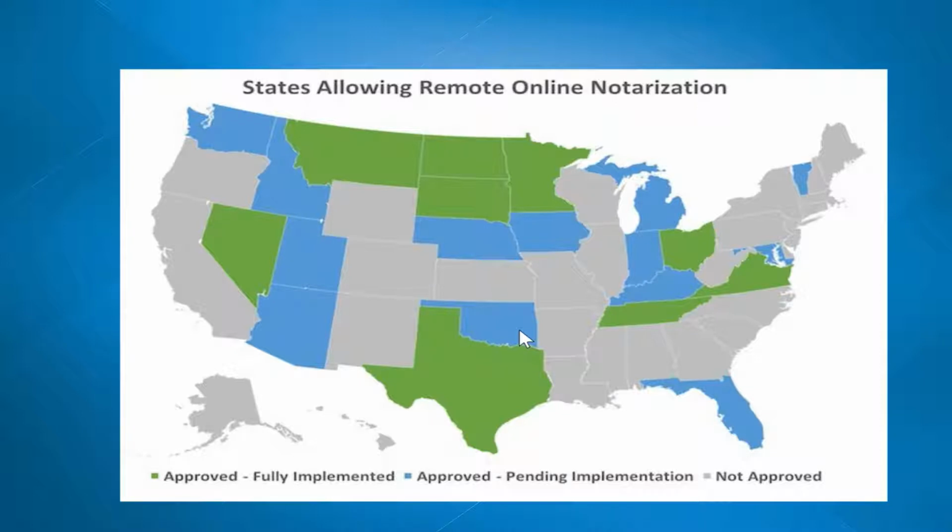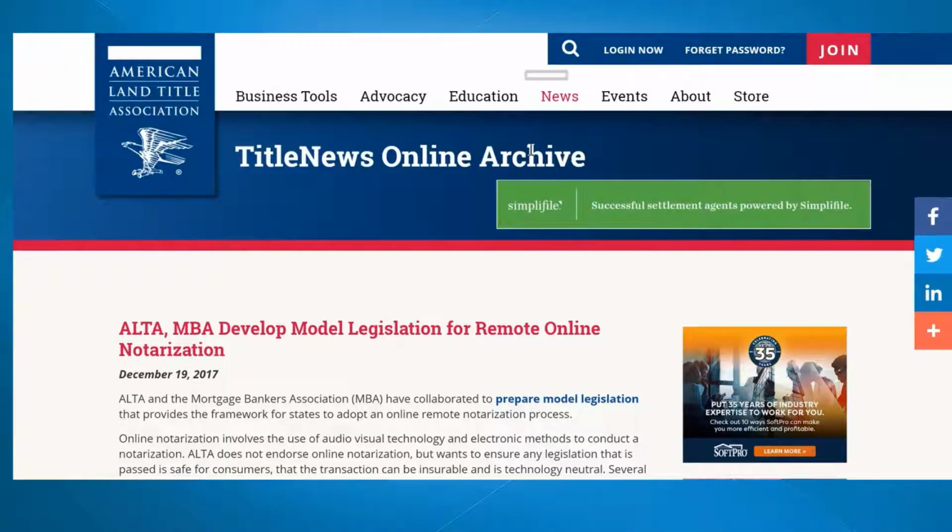Currently, we have 22 states that have RON legislation, with an additional 10 to 12 states expected to join next year. Our recommendation is that you contact your state land title association or Secretary of State to determine if your state has authorized RON and published guidelines for implementation. If you're interested in understanding RON legislation, the Mortgage Bankers Association and ALTA collaborated to prepare model legislation that would provide the framework for any state to adopt remote online notarization. The model legislation and other documentation is available for your review on the ALTA website.